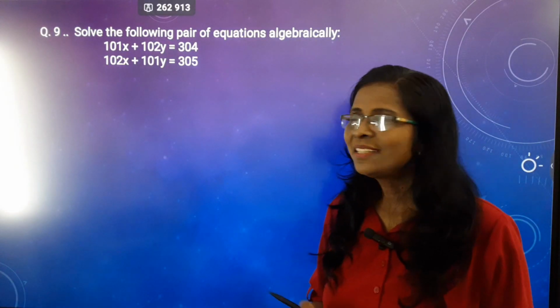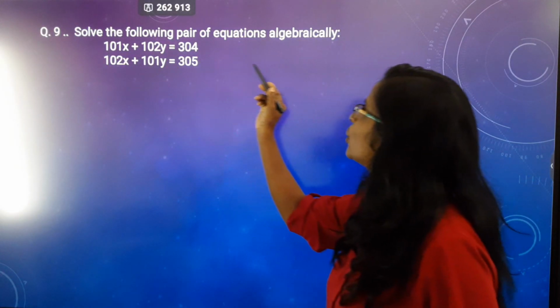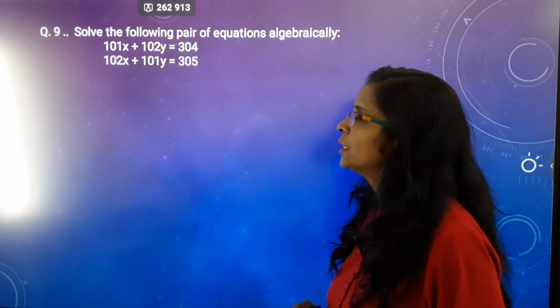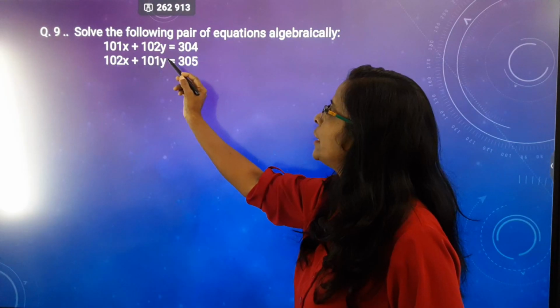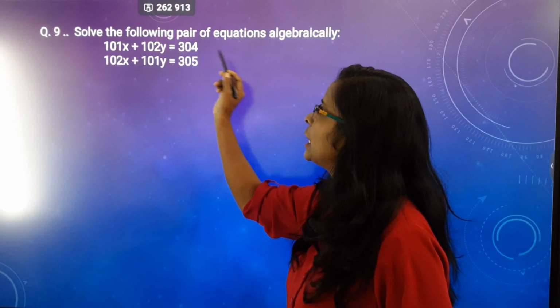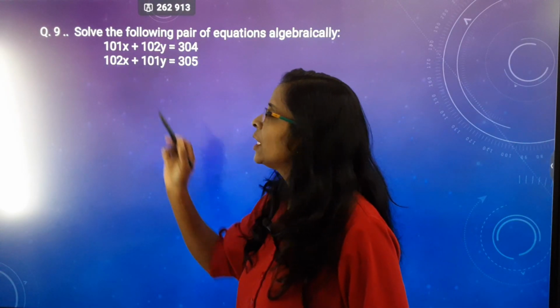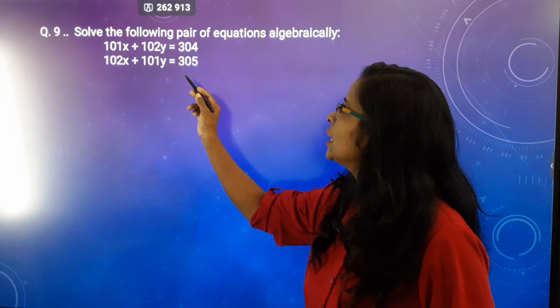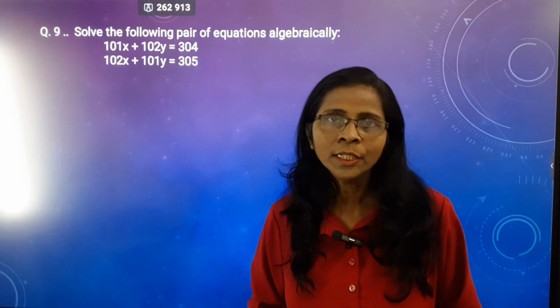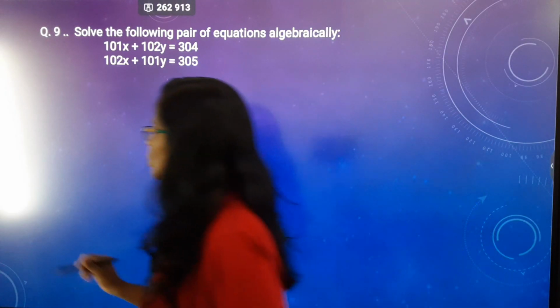Question 9 students, solve the following pair of equations algebraically. The first equation is 101x plus 102y is equal to 304, and the second equation is 102x plus 101y is equal to 305. Okay, let us solve this example, students.